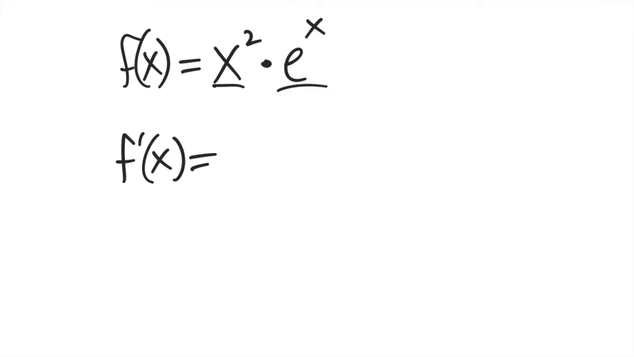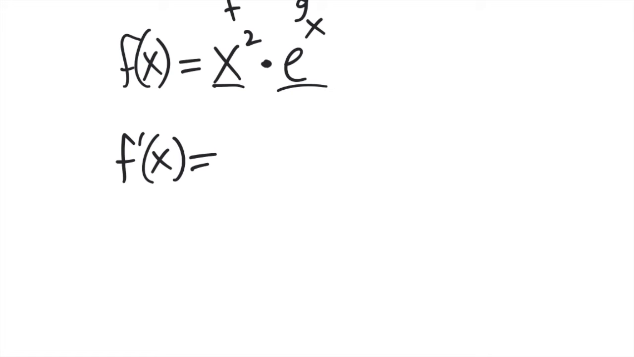And so if it would help you to label these as f and g, you can go ahead and do that. Hopefully it shouldn't take a lot of examples for you to not need to write an f and a g in there. And you should just be able to identify which one's first, which one's second, and where things go in your product rule.